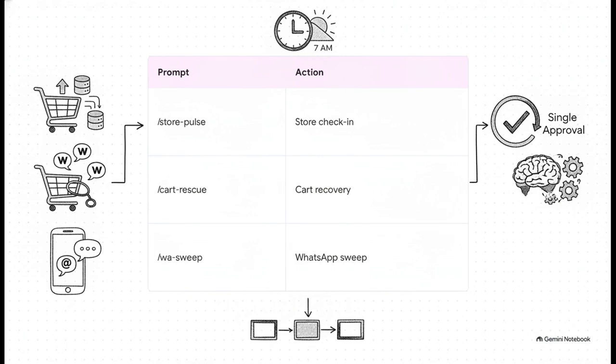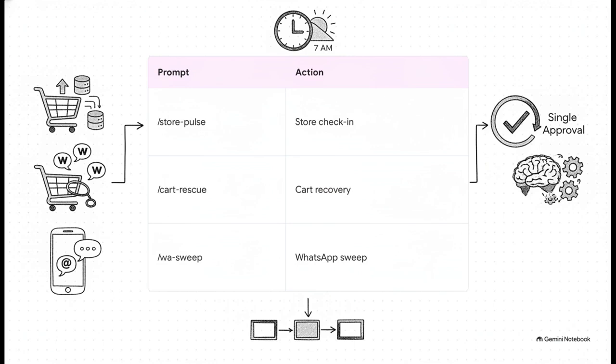Let's actually walk through a super fast-paced tutorial for an e-commerce operator doing their morning routine. Step 1, you trigger /store pulse. That gives you a quick check-in on orders and low stock. Step 2, run /cart rescue. This is going to automatically pull your abandoned carts and draft friendly WhatsApp recovery messages for every single customer. Step 3, hit /WA sweep to find anyone you might have left hanging on WhatsApp, and it'll draft replies in your authentic voice.